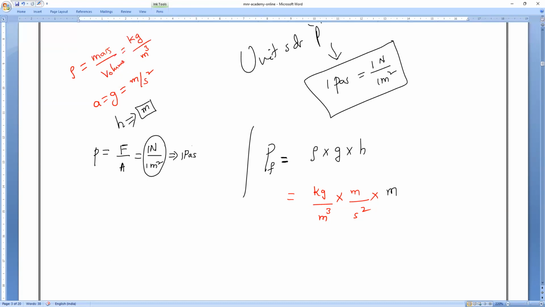Finally, we have to get what? Newton per square meter, which is equal to a Pascal. Everybody, 1 Pascal. Okay. Now, basically, see what mistake people will make.